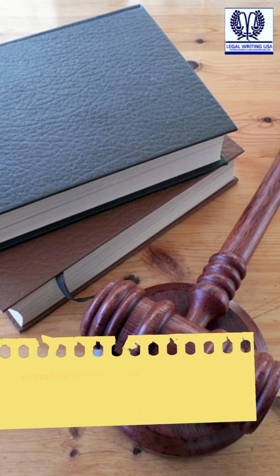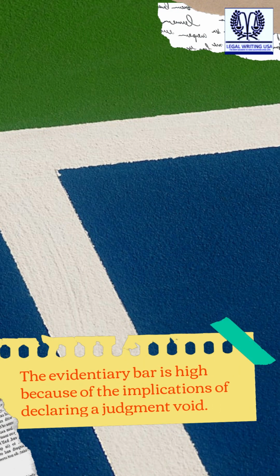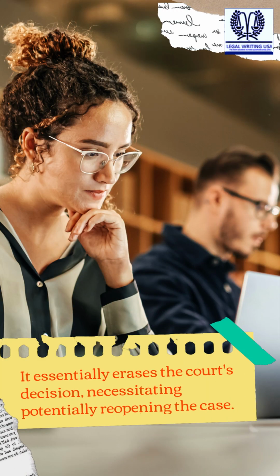point. Successfully invoking Rule 60(b)(4) requires a clear demonstration that the specific judgment in question was invalid due to jurisdictional errors or due process violations. The evidentiary bar is high because of the implications of declaring a judgment void. It essentially erases the court's decision, necessitating potentially reopening the case.